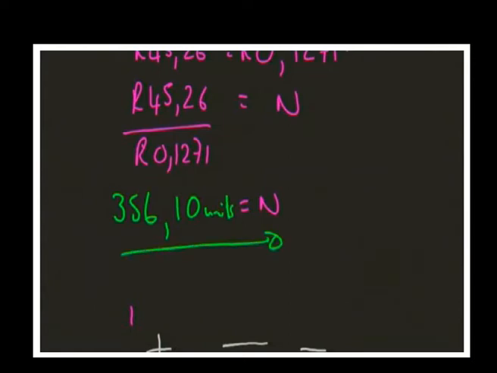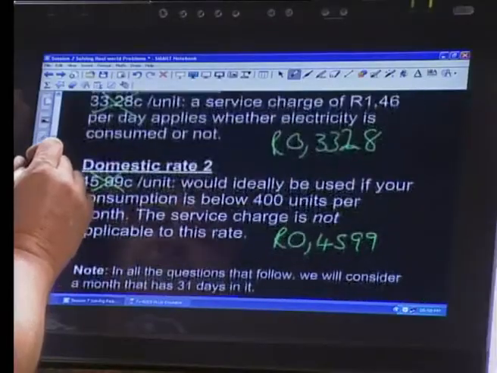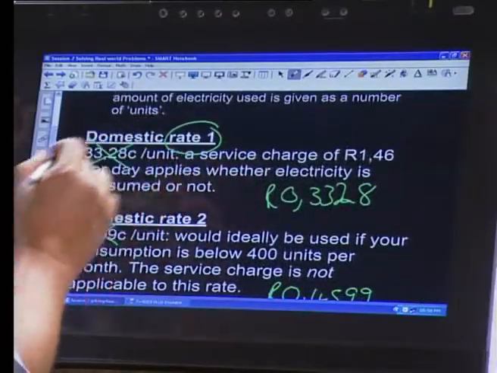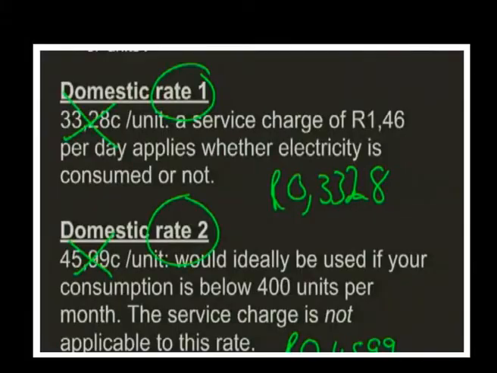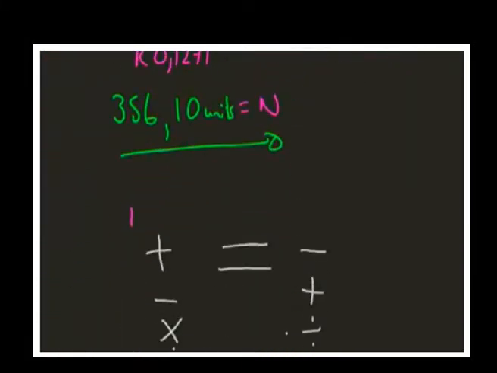What's my answer telling me? My answer is saying this: if I use 356.10 units, and I use the pace scale number 1, or rate 1, or I use rate 2, no matter what rate I use, if I use exactly 356.10 units, I'm going to pay the same. And how much am I going to pay?